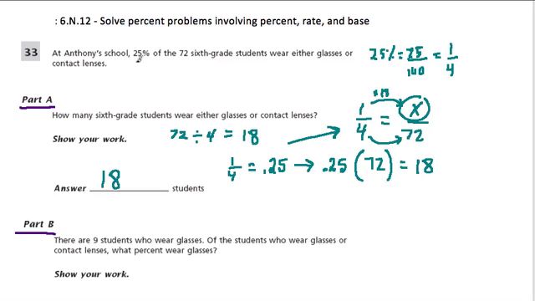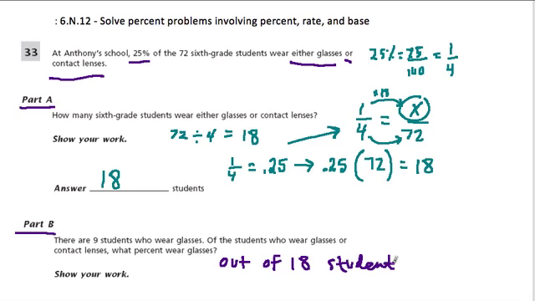Well, 25% represents glasses or contact lenses. So we're saying out of the 25%, which was 18 students, out of 18 students, 9 wear glasses. So what do they want to know? Of the students who wear glasses or contact lenses, so out of the 18, what percent wear glasses?